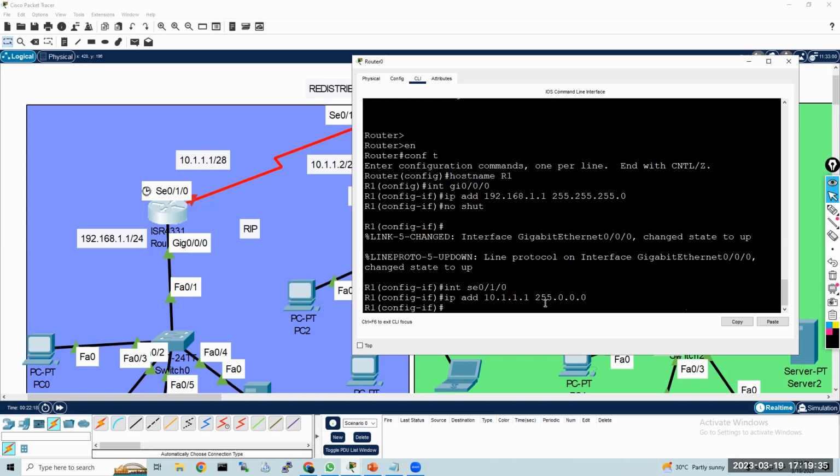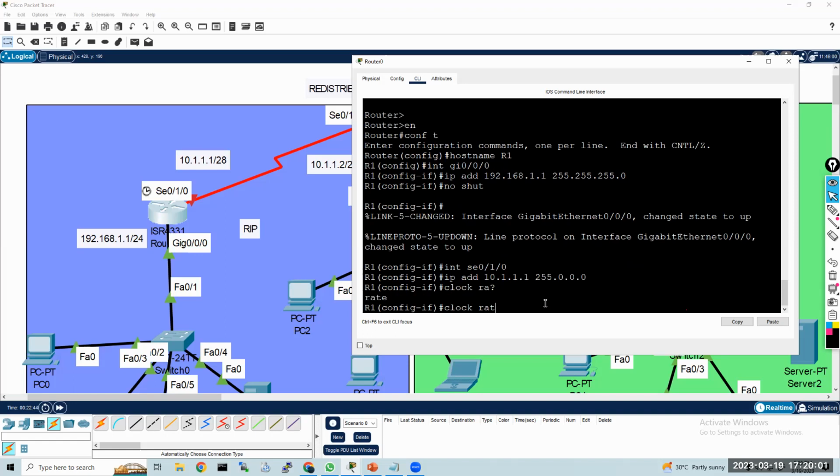So we need to set the clock, right? Yes, we should set the clock before we shut it down. We do no shut. Yes, set the clock rate. You need to write clock rate in one word? Put a question mark so you can see the rates that we can add, and we can choose one.